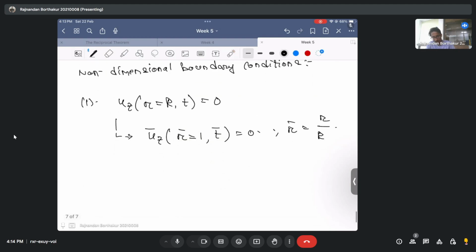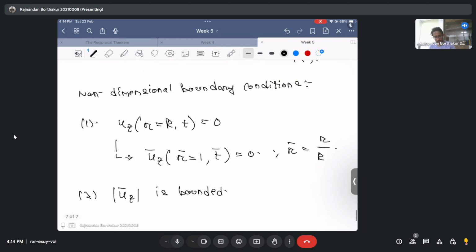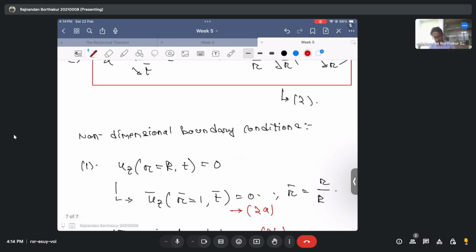And the second is of course the boundedness, which means that the magnitude of my uz bar is bounded. So these are the two non-dimensional boundary conditions. This one is the dimensional one, and this is the non-dimensional one. This is the non-dimensional boundary condition corresponding to the non-dimensional equation 2. All right.